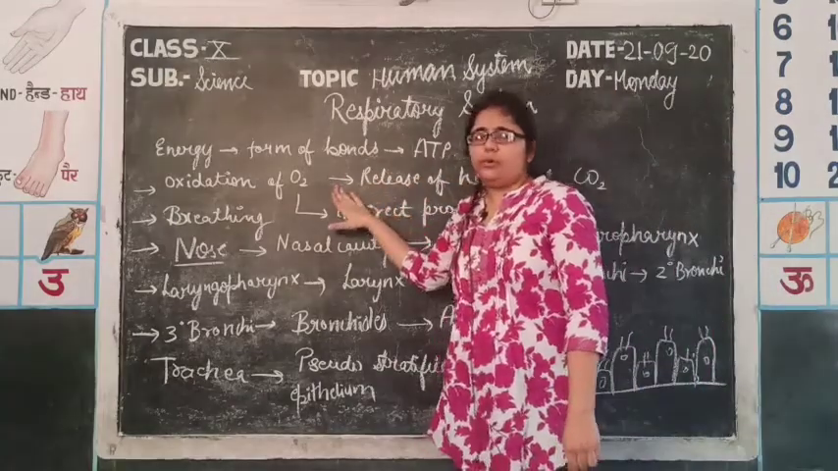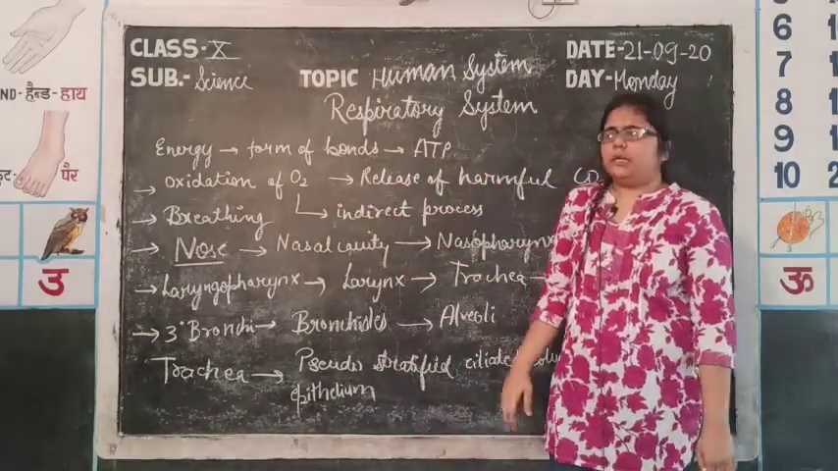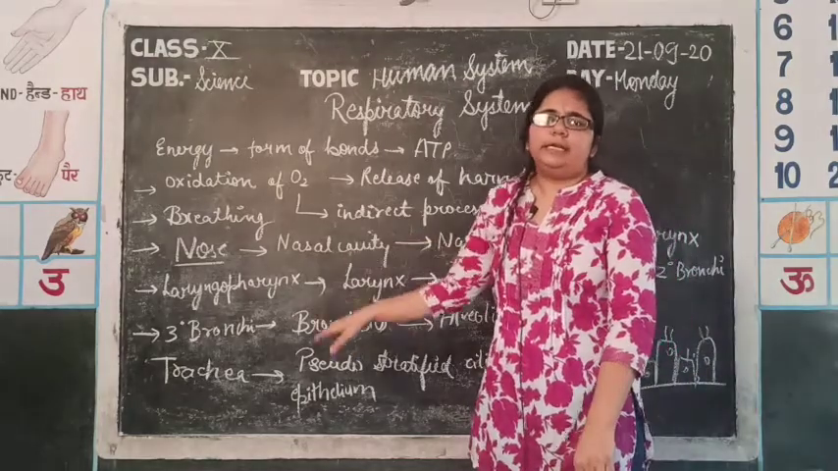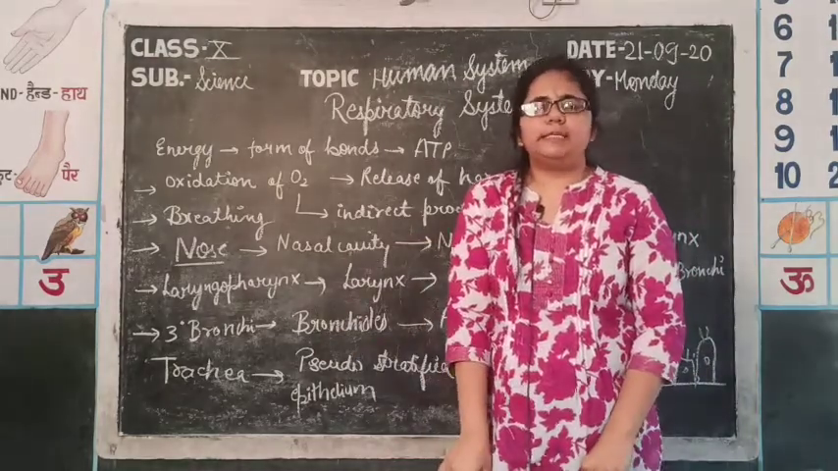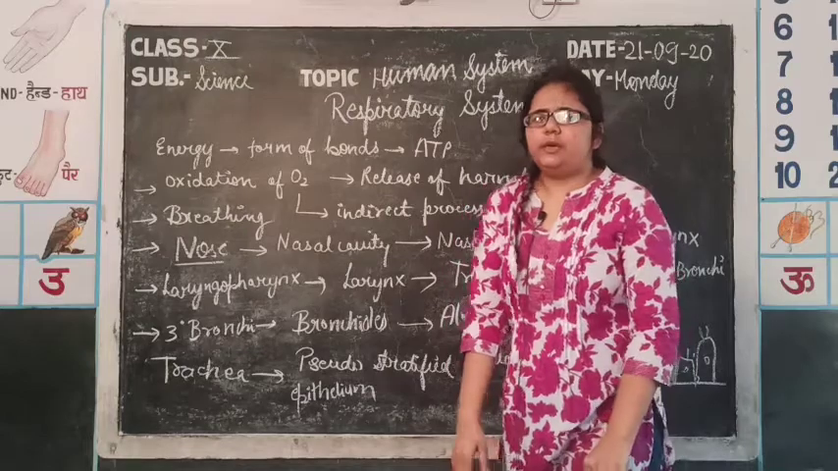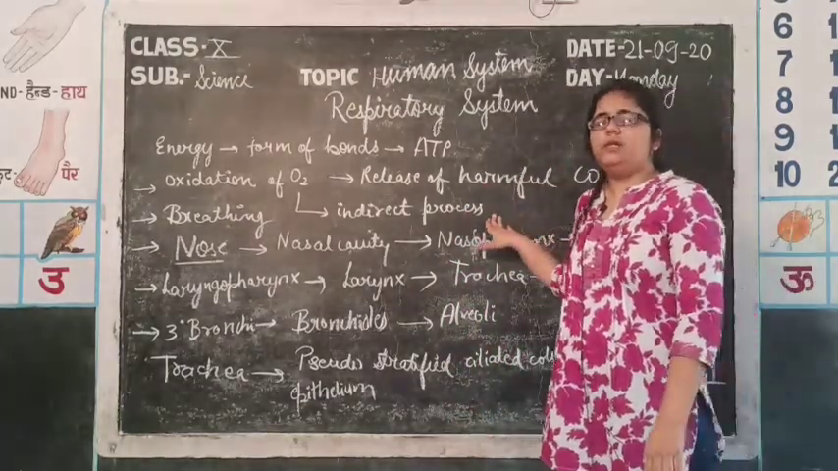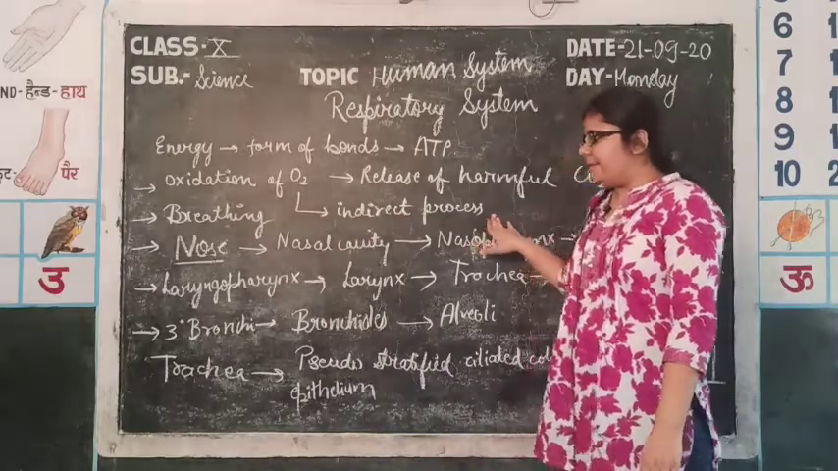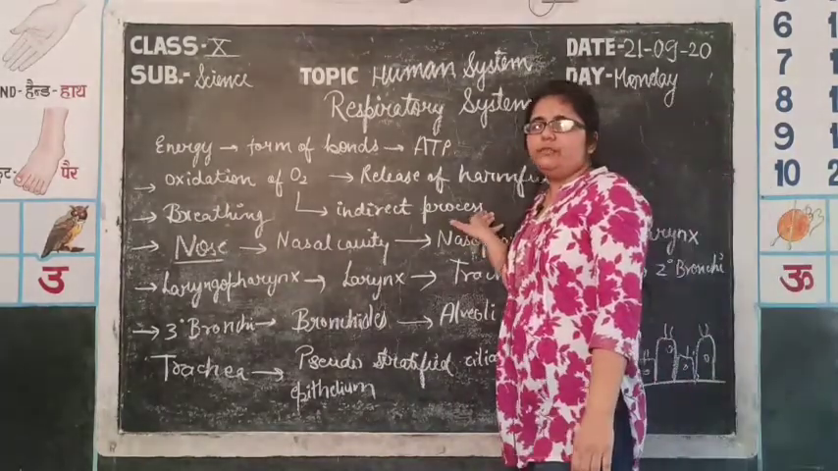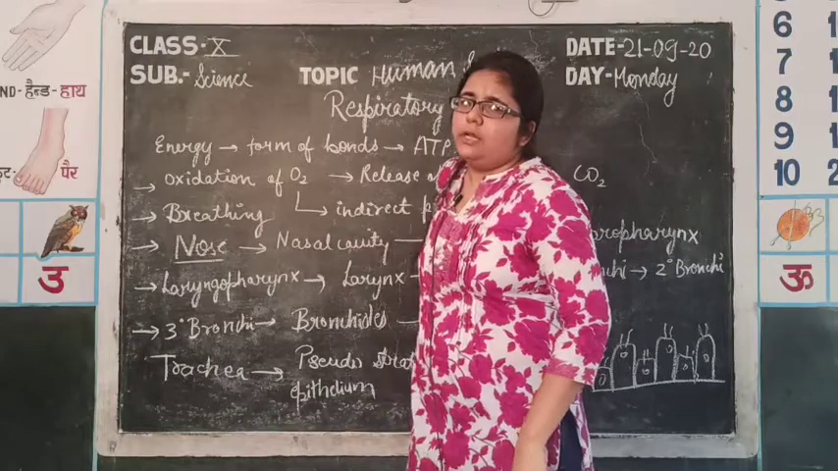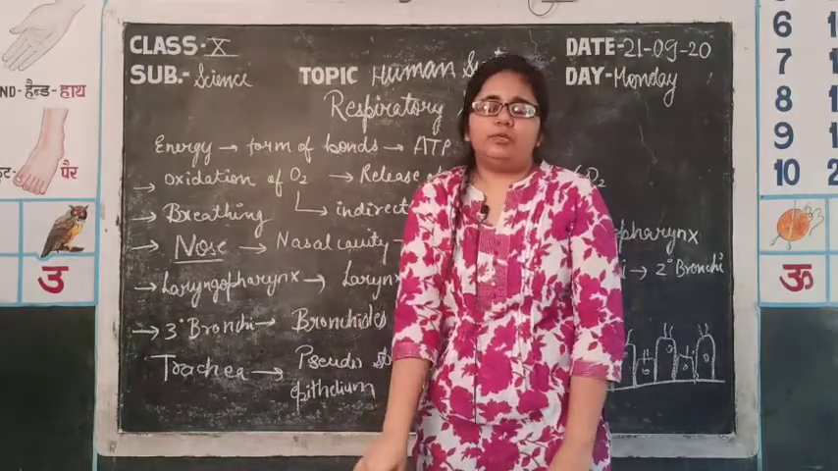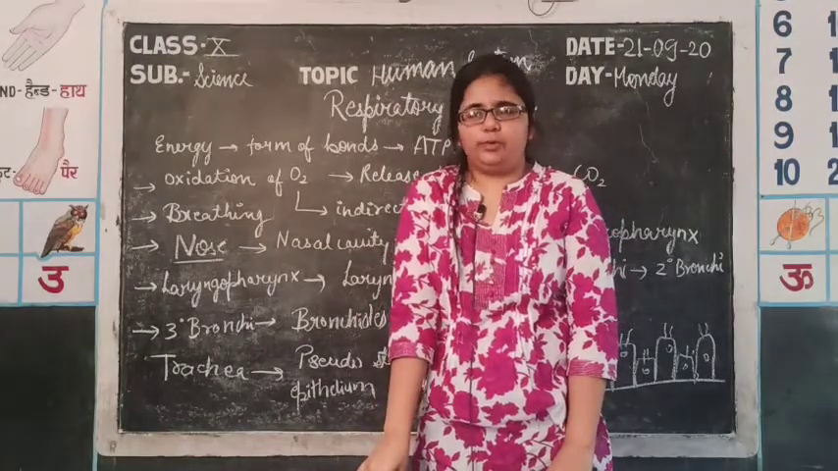Oxidation of O2 is an indirect process. Here indirect means that this occurs as a multi-step process. It does not take place in just a single step. It takes place in many small, simpler, step-by-step processes. So, we have to take O2 for this process to happen, and also have to release the harmful CO2 gas.